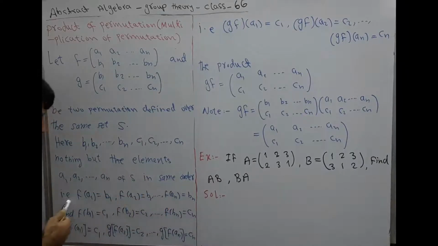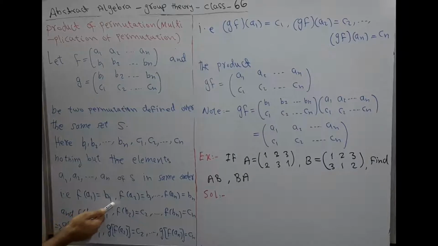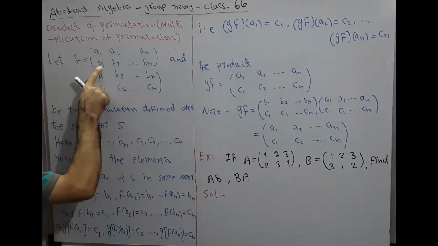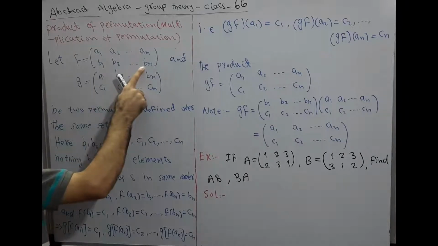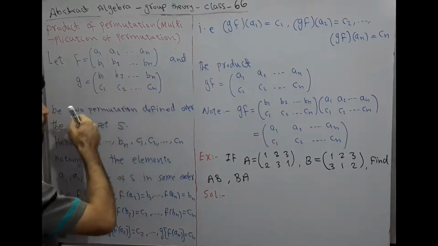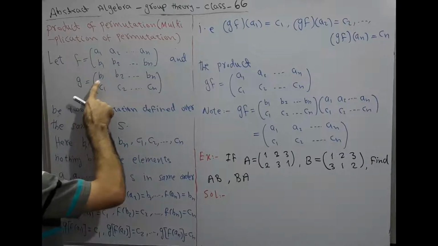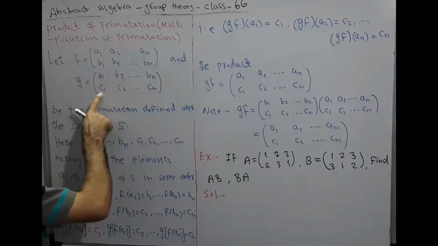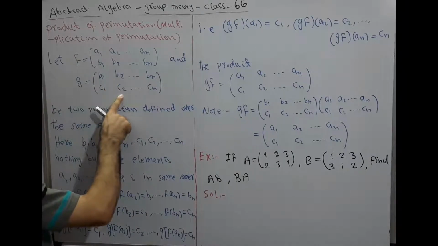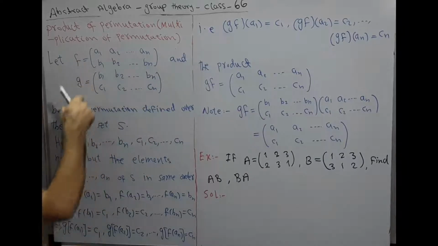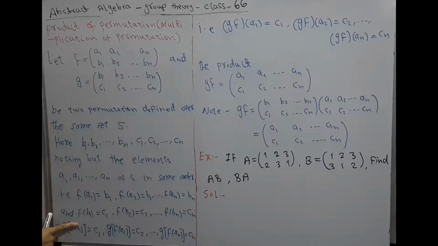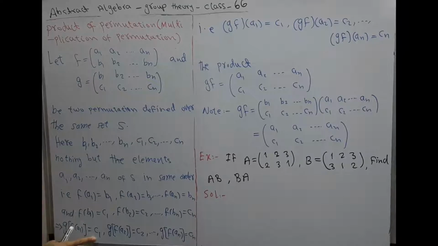order. That is, f of a1 is equal to b1, f of a2 is equal to b2, f of an is equal to bn, and so on. Similarly, g of b1 is equal to c1, g of b2 is equal to c2, and so on, g of bn is equal to cn. If we multiply these two, we can write g of f of a1 is equal to c1.